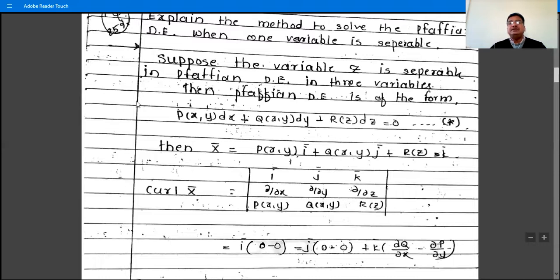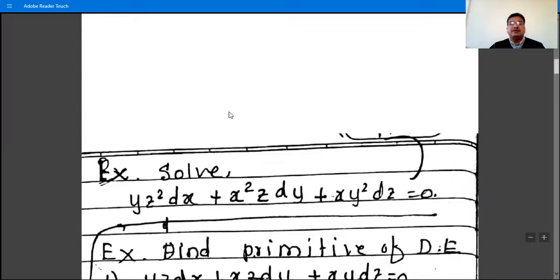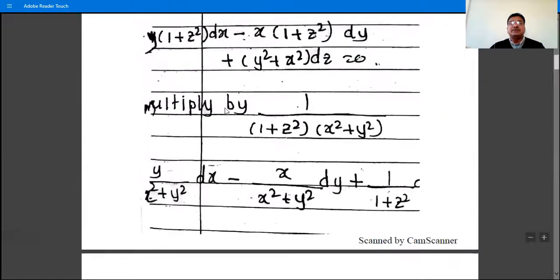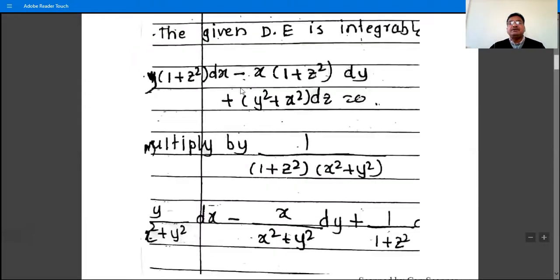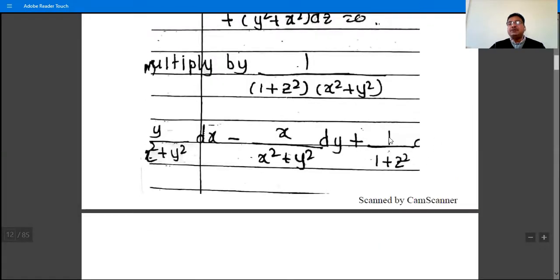Suppose the variable z is separable in a Pfaffian differential equation in three variables. Then the given Pfaffian differential equation is expressed in the form P(x,y) dx plus Q(x,y) dy plus R(z) dz, because the z variable is separable, but x and y are not separable variables. For example, this differential equation is a Pfaffian differential equation in one variable separable. Since the z variable is separable, the coefficient of dz is purely a function of z and does not involve x and y.